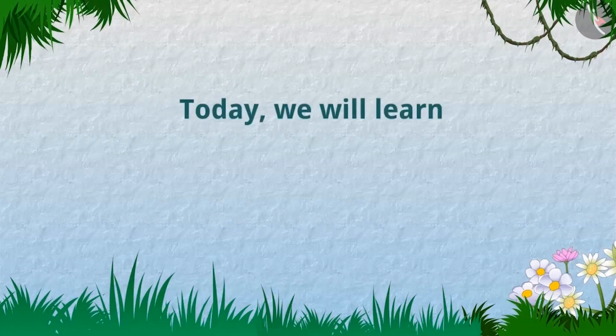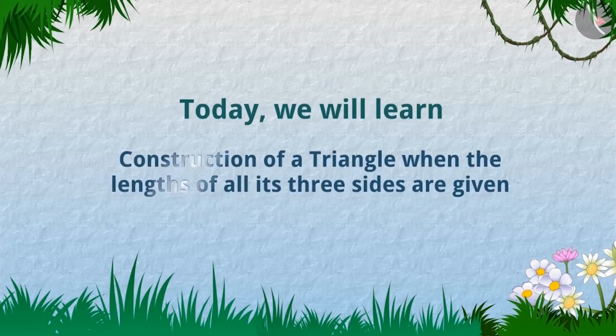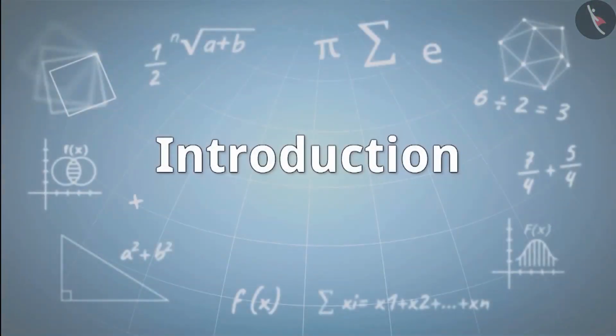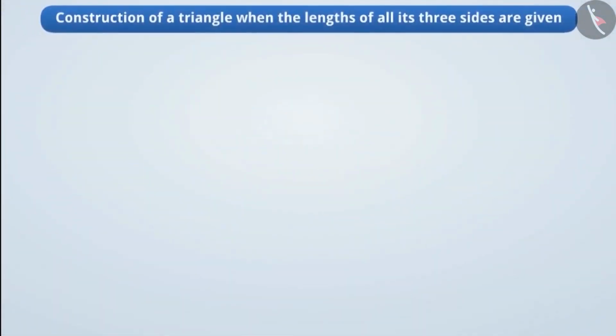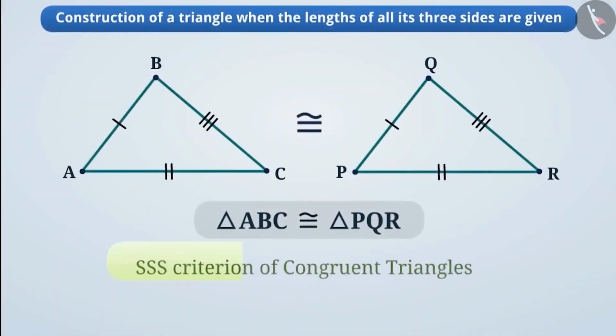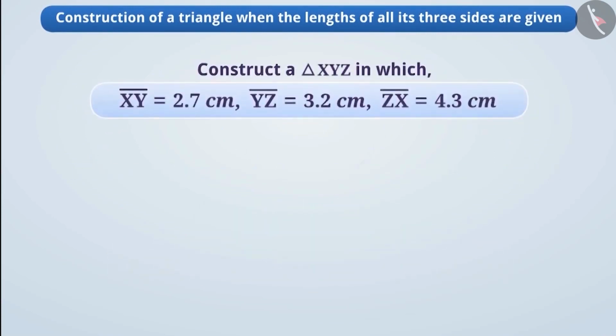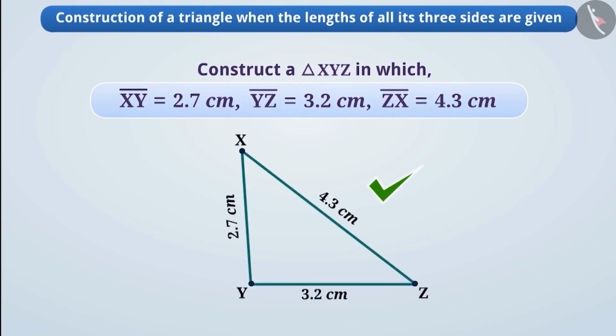Today we will learn how to construct a triangle when the length of all its three sides are given. While learning about the congruence of triangles, we saw that if the length of all three sides of a triangle is given, then we can construct a unique triangle. Today, in this video, we will learn how to construct such a triangle.